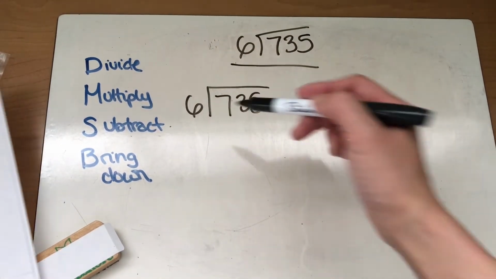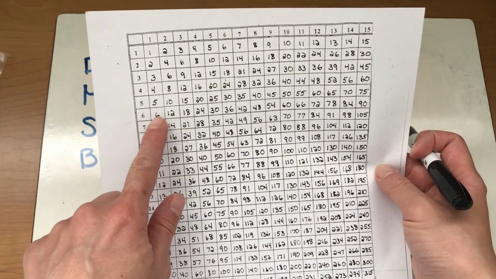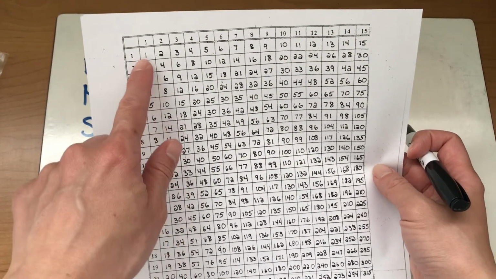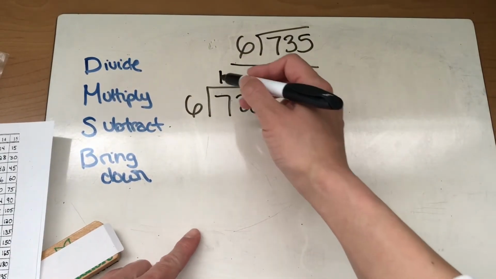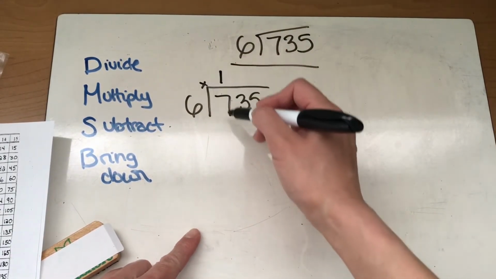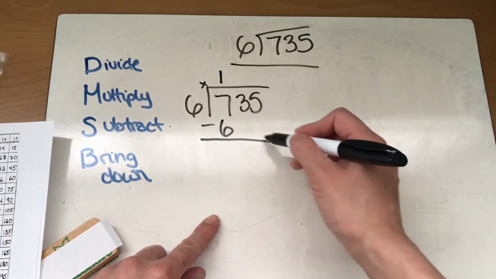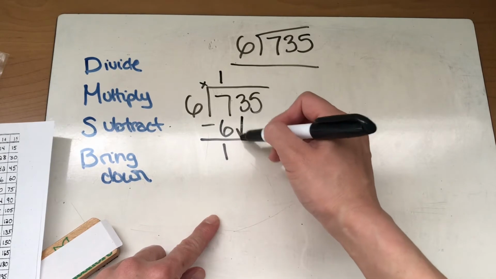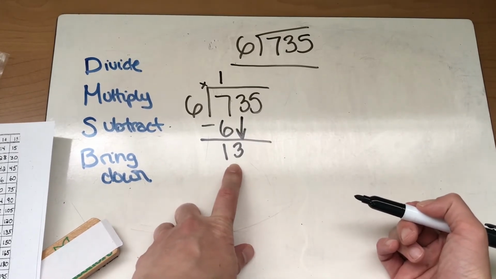So I'm going to ask my little student, how many 6s go into 7? So they can use their multiplication chart. Okay, 6. Well, 12 is too big. So, okay, so I got 1. All right, so I got a 1 here. Now, 1 times 6 is 6. So then I'm going to subtract, and then I get a 1. And then I have a number to bring down, so I'm going to bring that down. So now my new number is 13.